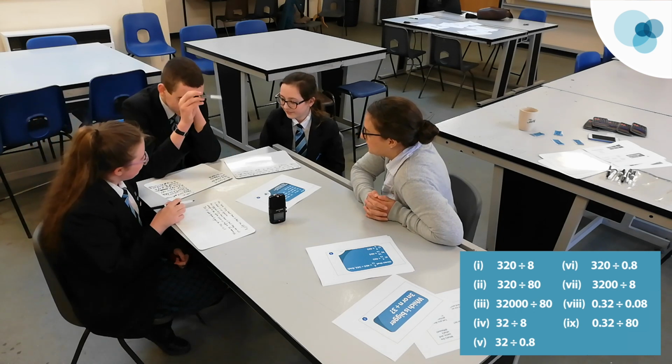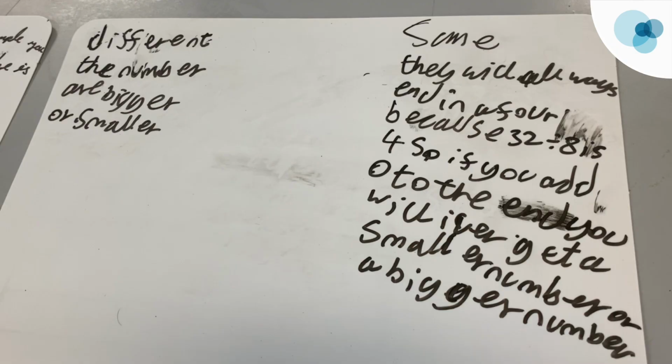John, what did you notice? The difference is that the numbers are big and small on each question. Okay. Very smart. They will always end in a 4 because 32 divided by 8 is 4. So if you multiply it by 10 or divide it by 10 or add a 0 onto the end, a placeholder, you will get 4, but either it'll be 40 or 0.4, so the number will be bigger or smaller depending on where you add the placeholder.